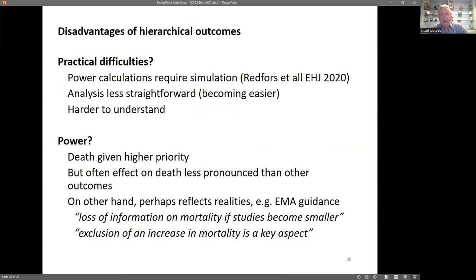So the sort of methodology I've taken you through, what are the disadvantages of it? Well, there's practical difficulties.